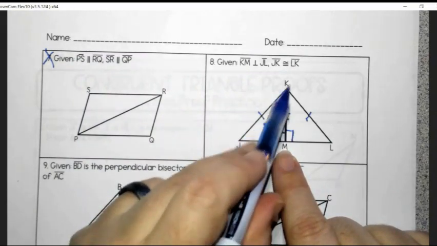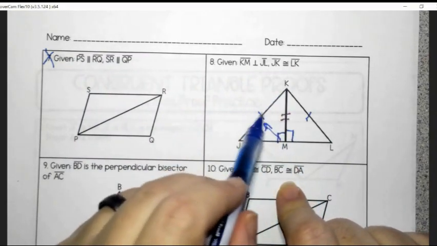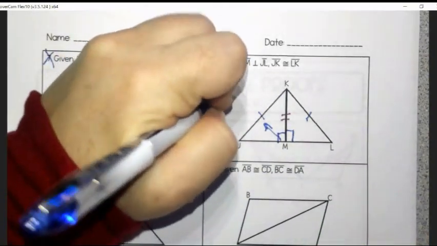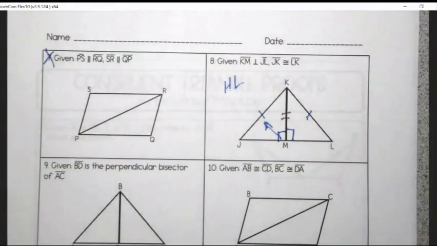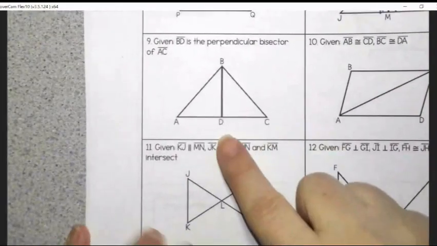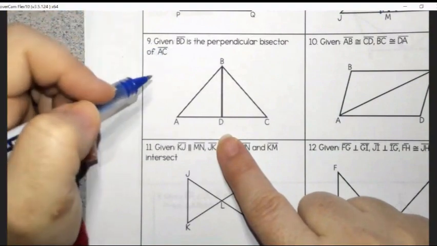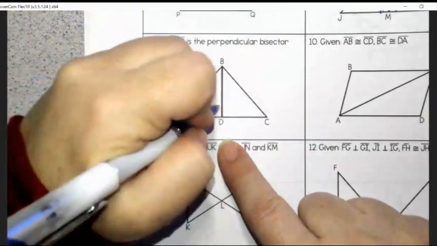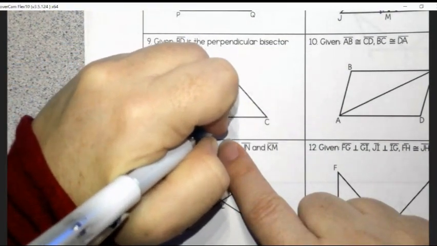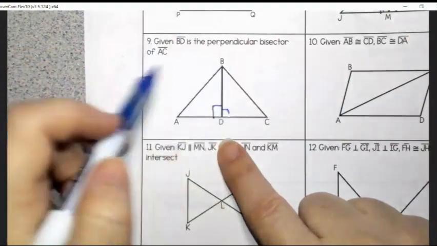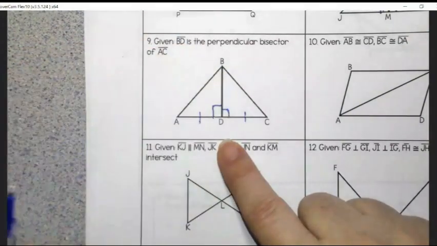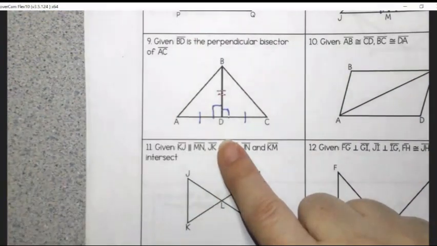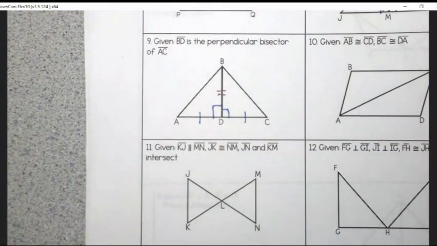And this is a leg of the right triangle, because anything that's not the hypotenuse is a leg in a right triangle. So this one is HL. Okay. This one, BD, is the perpendicular bisector of AC. So let's start with the perpendicular part. BD will be perpendicular to AC. And then it's bisecting AC, which means these two are the same. Then we use the reflexive property to mark that line that they share.